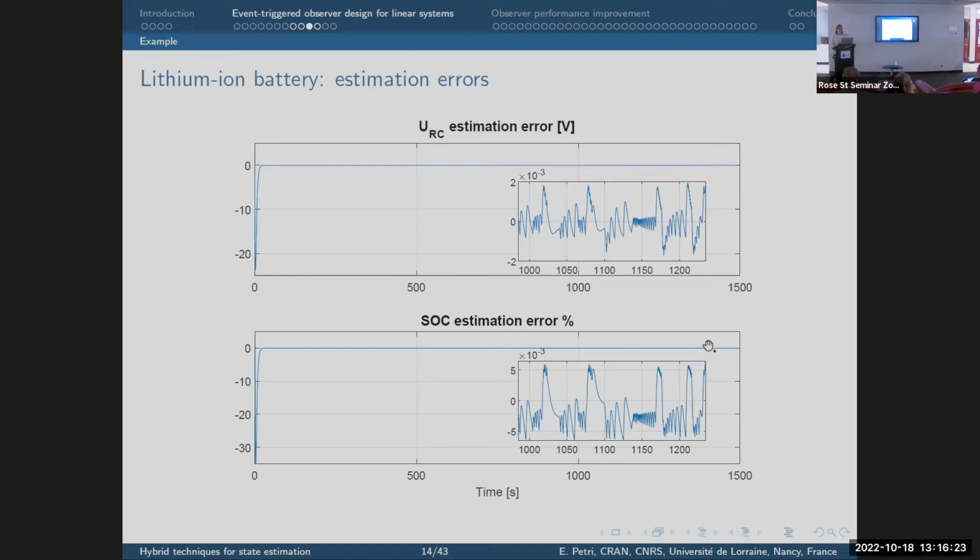And if we zoom in, we see that we have this ultimate bound of the convergence that is very small for both states, of the order of 10 to the minus 3. That is good for the application.